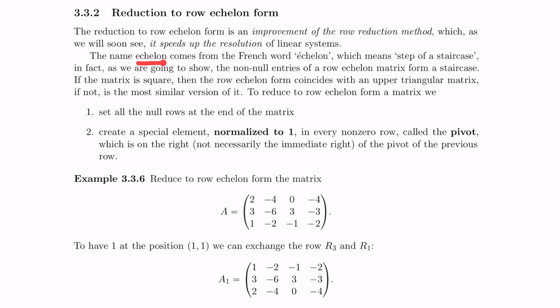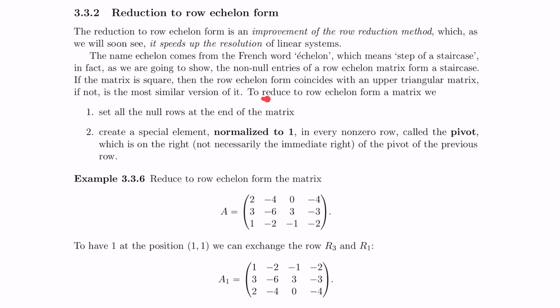The name echelon comes from the same French word, and for listeners who don't speak French, it means step of a staircase. The reason is that, as we're going to see, the non-null entries of a row echelon matrix form a staircase. If the matrix is a square, then the row echelon form coincides with an upper triangular matrix, otherwise it is the most similar version of it.